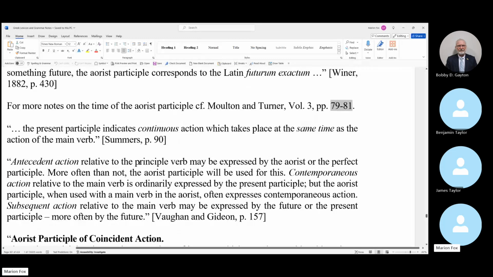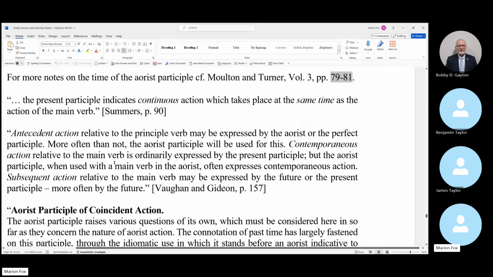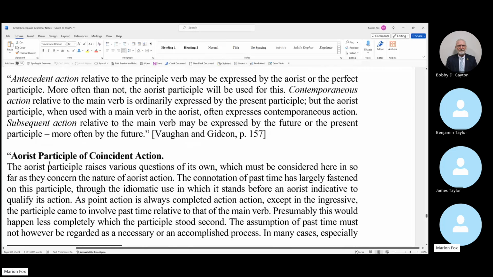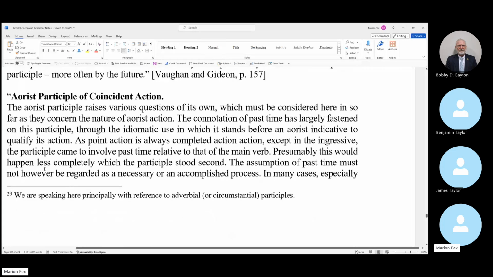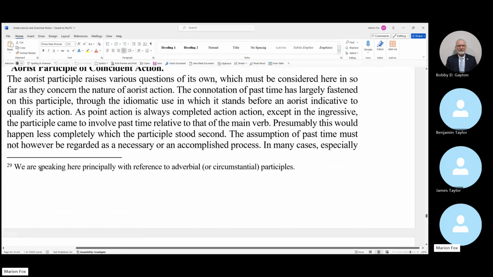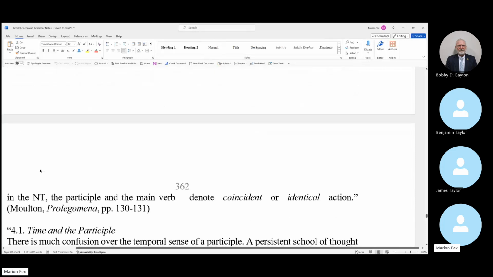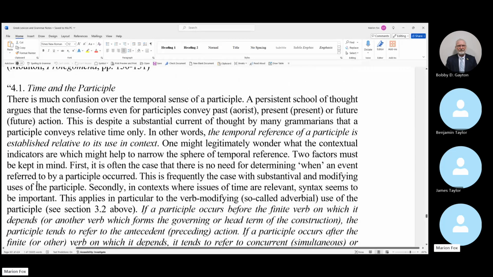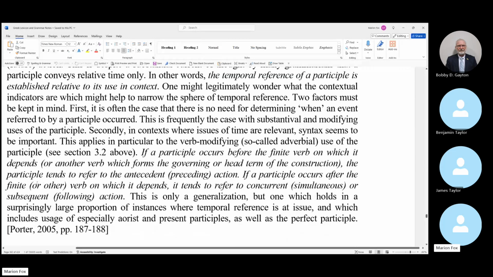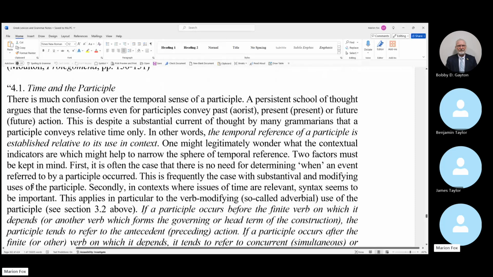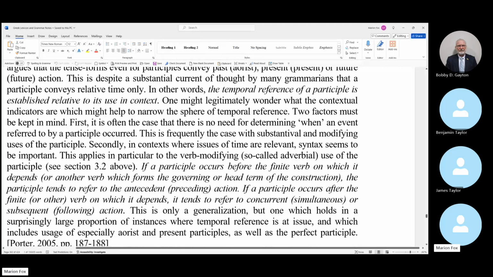Bond and Gideon, another advanced grammar book, says it can be subsequent action, and goes further, as far as coincident action. Coincidence, simultaneous, same thing. We have further down here, let me see who this is. This is Porter. So again, I'll pause just long enough, but we're not going to go through all this.